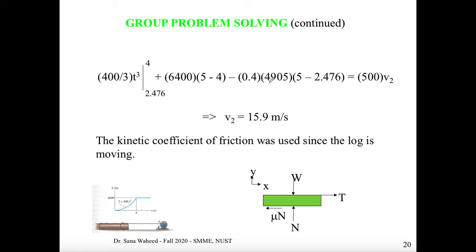Yes, so this was just another example of applying the principle of impulse and momentum. So what was happening was that there was an impulse being provided by the tension and the friction as well, of course, for that same time duration. और उस impulse की वजह से there was a change in the momentum of the log that we can then find.